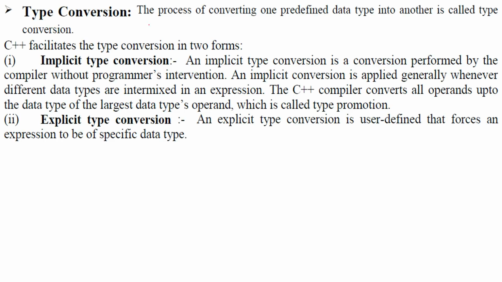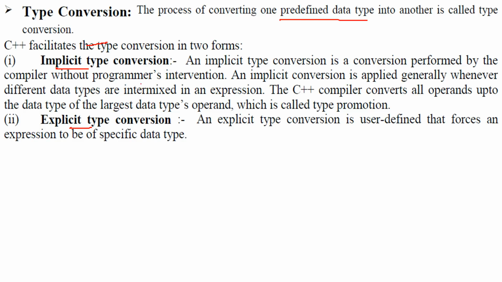Then we have type conversion. Say you have various data types, and in the course of your program you might want to change float to double to integer, and so on. The process of converting one predefined data type into some other predefined data type is known as type conversion. C++ provides two forms of conversion: implicit type conversion and explicit type conversion.